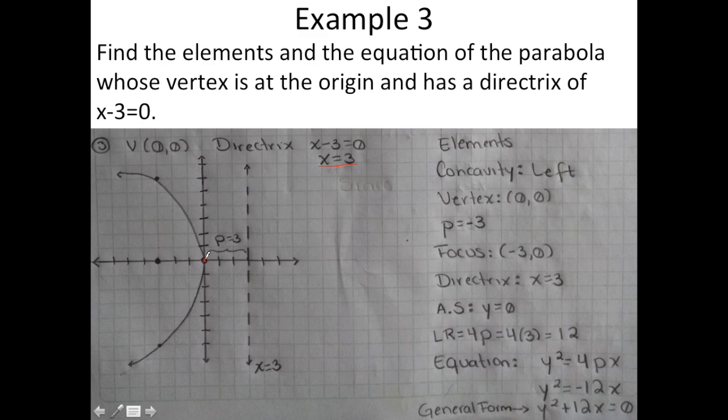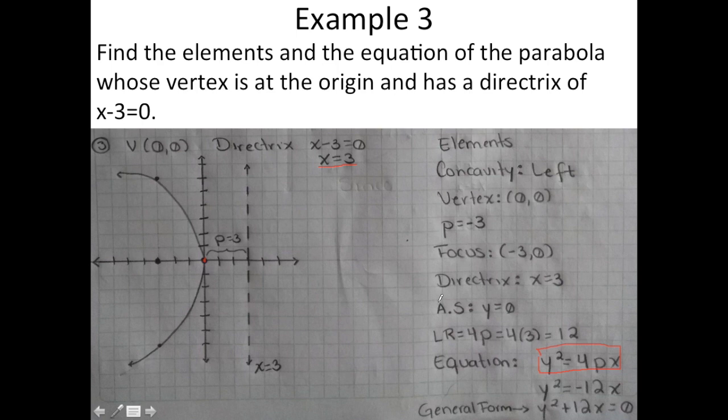You know that the distance between the vertex and the directrix is 3. So from here to here, you have 3 units. And if you have 3 units this way, guys, and this is the directrix, you know that you're going to be working with a horizontal parabola that opens to the left, okay? So if you're working with a horizontal parabola that opens to the left, then you are working with something in this form: y squared equals 4p times x, okay? Now with this, you know that p is 3. Just by looking at the graph, from the vertex to the directrix, you have 3 units. Then you know that p is 3.